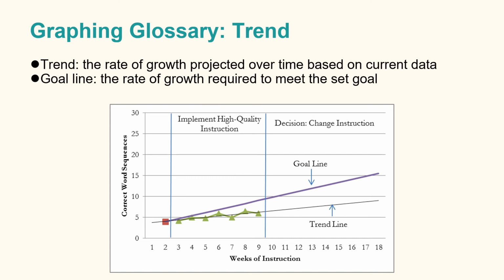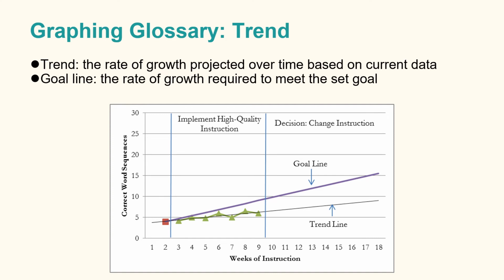In this example, the green triangles represent the student word sequences on a writing CBM. Based on the trend line, it can be projected out to show that if you continue this intervention exactly as is, the student will likely continue to improve and will likely be at 8 or 9 by the end of the intervention period. The other key component to attend to is the goal line.